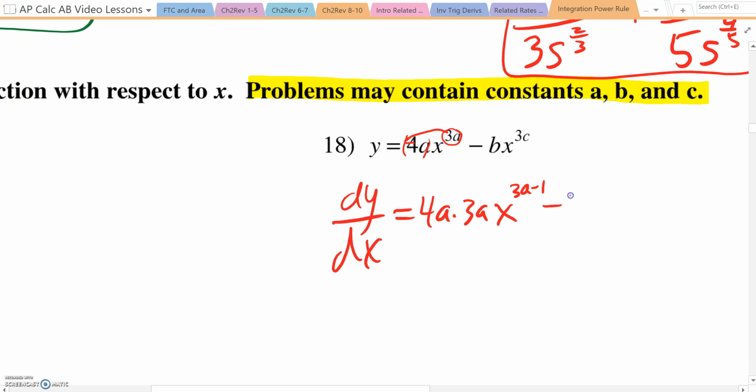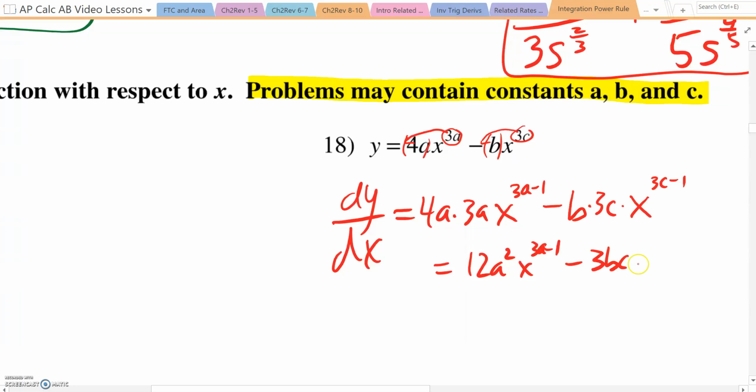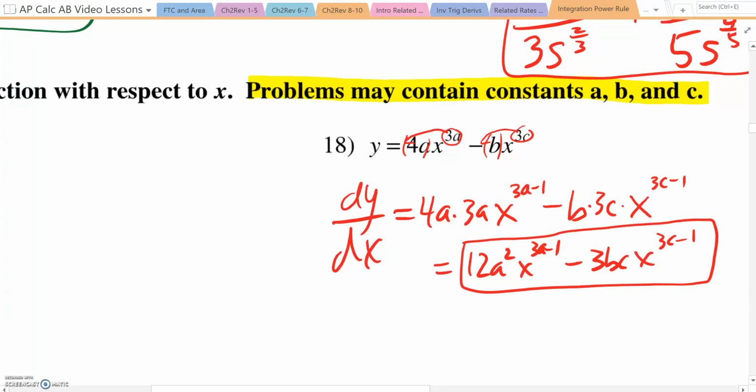Next, same thing here. We got a coefficient out front. So write it down, bring that 3c down to multiply by it, and then reduce the power of x. So that'll be 3c minus 1. Cleaning up, we get 12a squared, x to the 3a minus 1, minus 3bc, x to the 3c minus 1. And there you have it, number 18, finished.